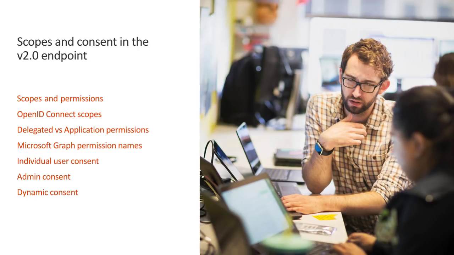In this final section, we're going to talk about scopes and consent in the V2 endpoint. Specifically, we're going to talk about scopes and permissions, OpenID Connect scopes, delegated versus application permissions, the permission names for the Microsoft Graph, individual user consent, admin consent, and dynamic consent.